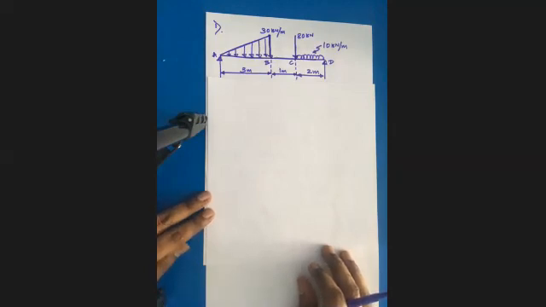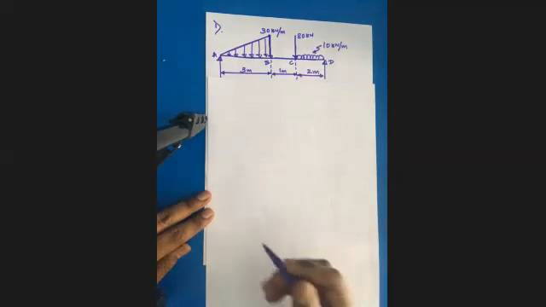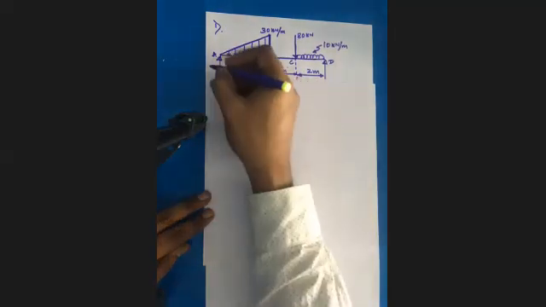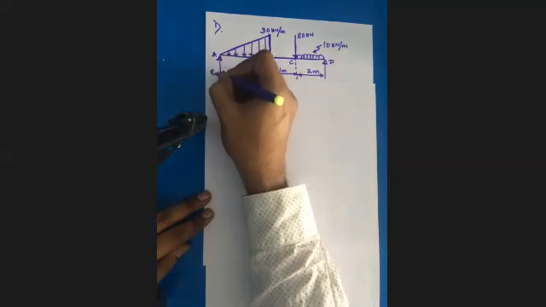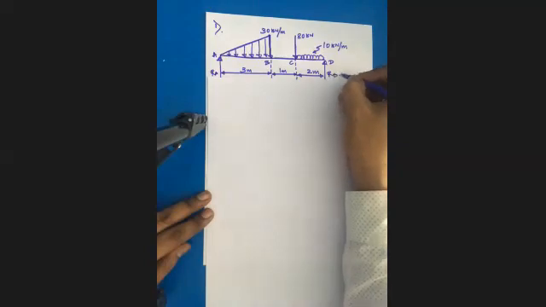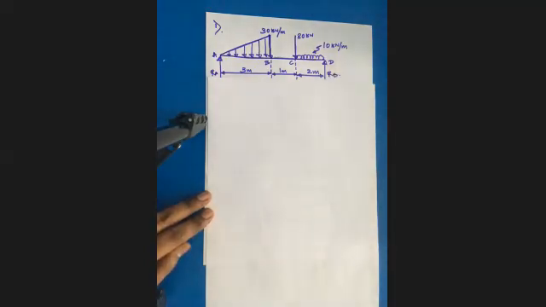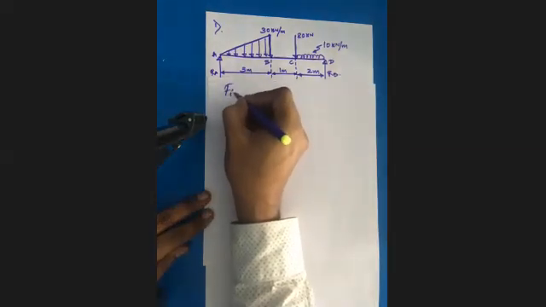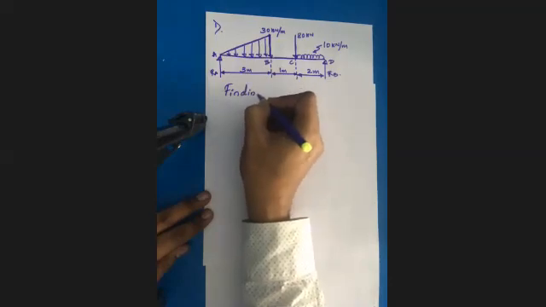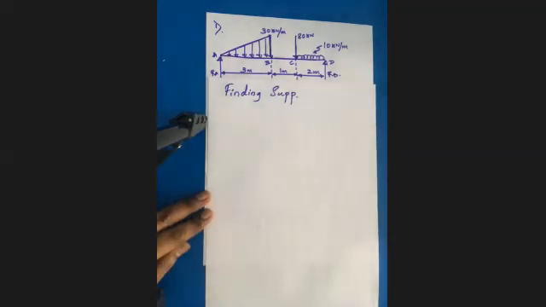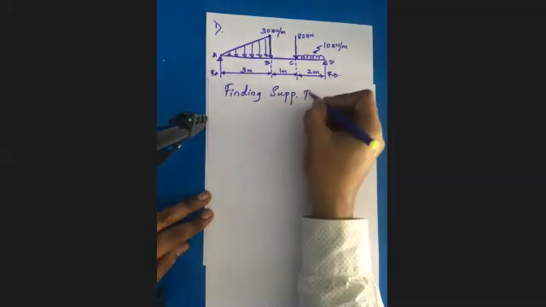that we need to do is find out the support reactions. And here the support reactions will be at 2 points. One is A, I'll denote it as RA, and one at B, I'll denote it as R suffix B. Now, first, let me find the support reaction. So I'll write finding support reactions.